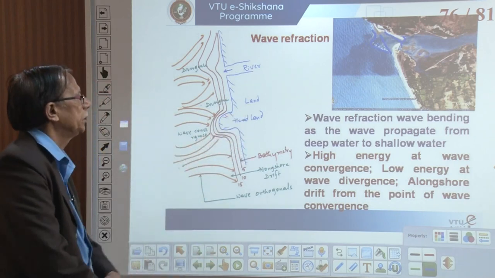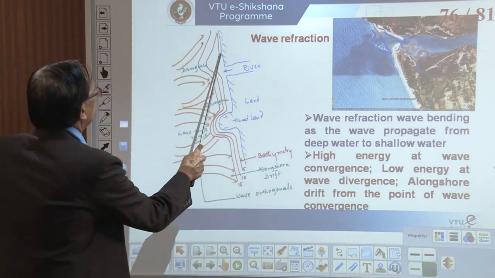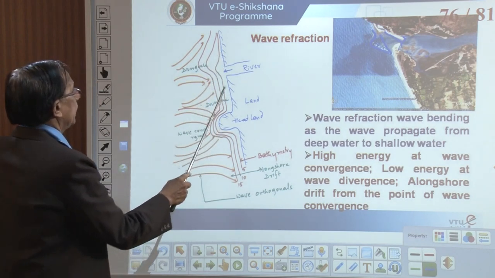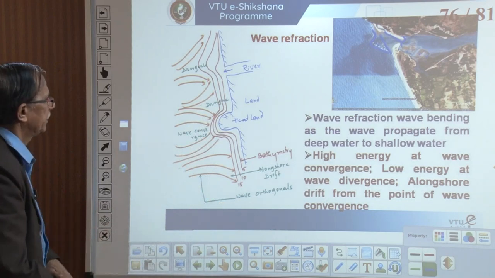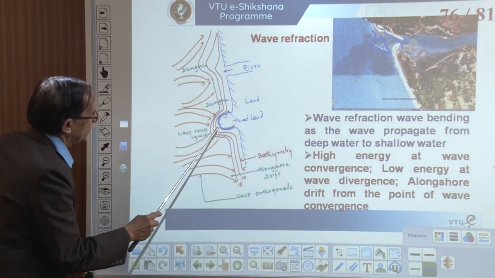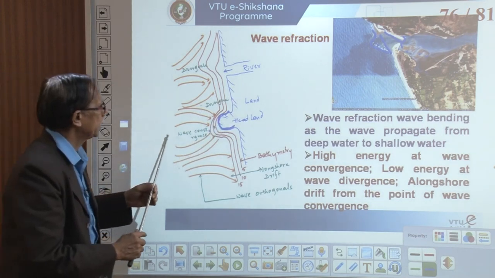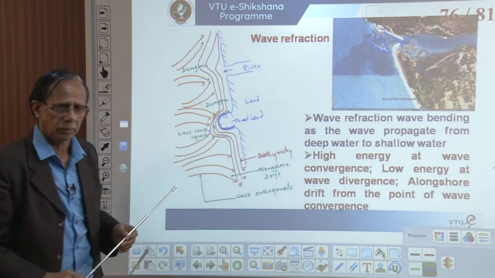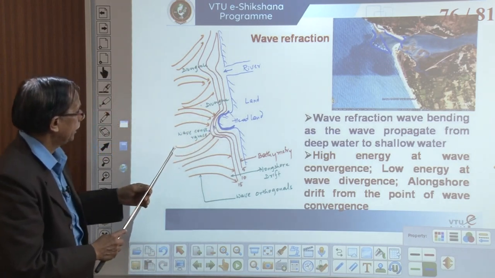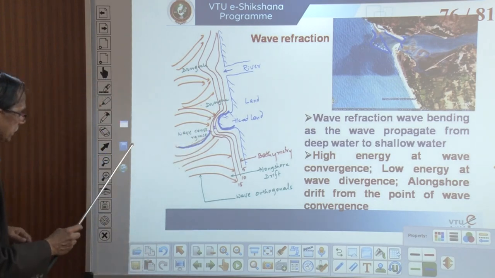This is a satellite image. Now I am trying to explain this. We have a submerged bar. This is a headland, a long coast. What happens? For example, here this is a headland. Bathymetry depth is very less. Means wave energy can come close to the land and they break, and they get concentrated. What is wave convergence?